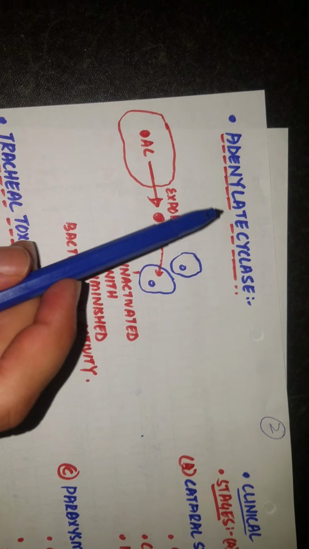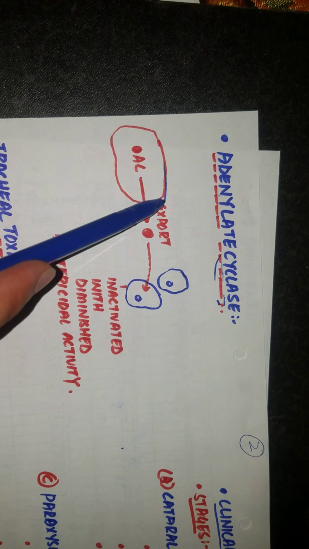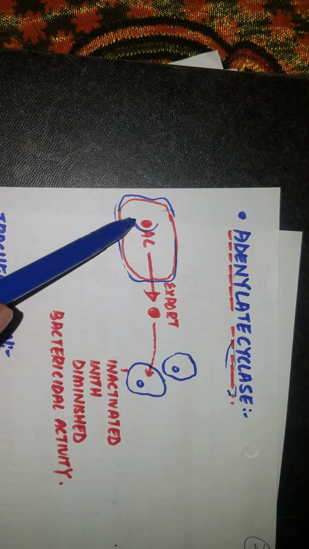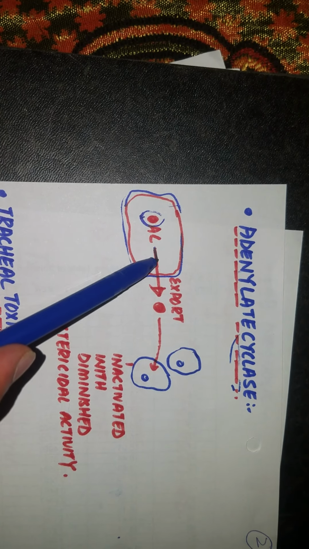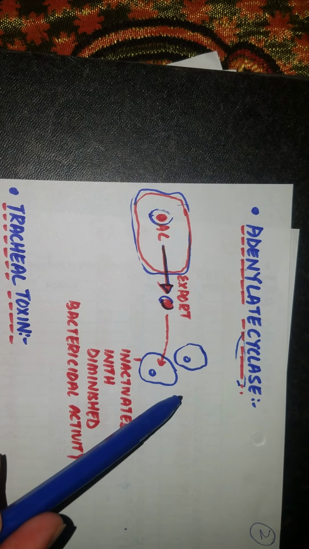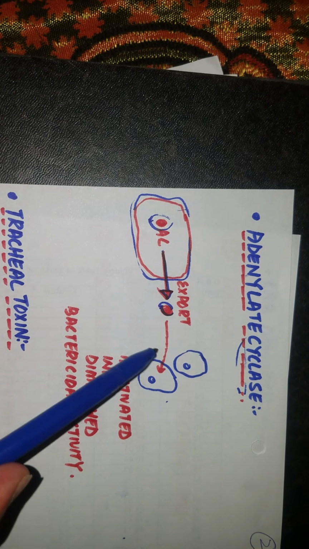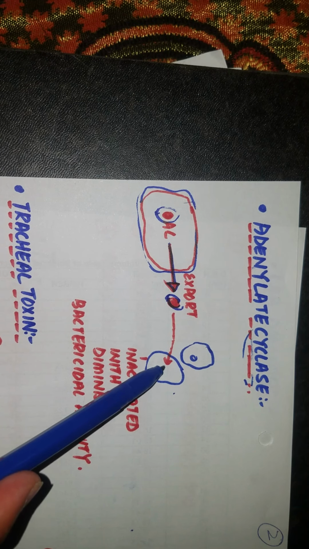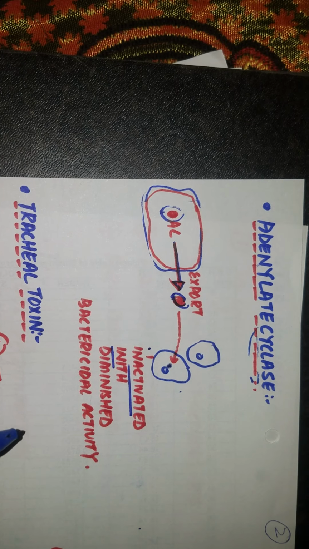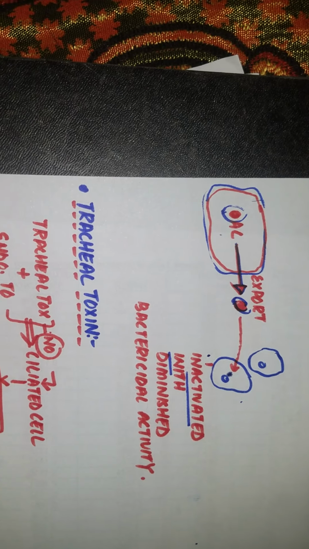The next virulence factor is adenylate cyclase. We know that this is an enzyme. Let's suppose this is the bacteria, Bordetella pertussis. It will produce the adenylate cyclase and will export it to the outside of the cell. When the macrophages and neutrophils come to the inflammatory region, these will take this adenylate cyclase, and when taken by these cells, they are inactivated with diminished bactericidal activity, so the bacteria has more chances to live there.